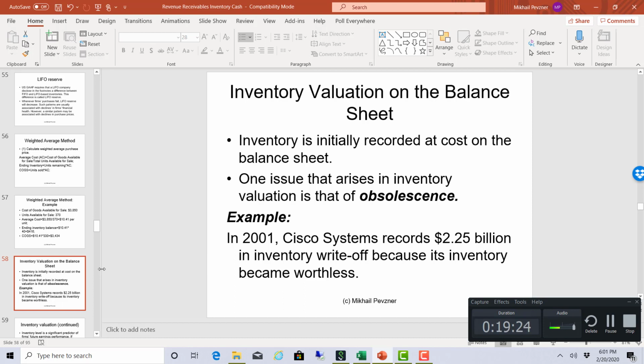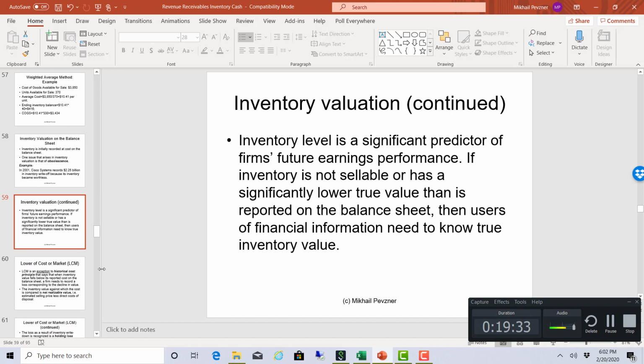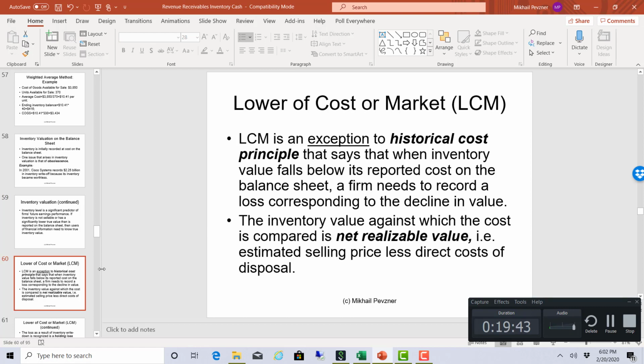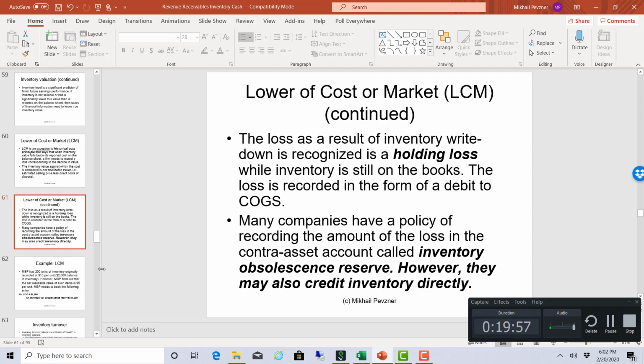For instance, in 2001, Cisco had to record a $2.25 billion inventory write-off for bad internet routers nobody wanted to buy. That's because inventory value is a significant predictor of performance, and we don't want inventory to be overvalued on the balance sheet. So what does market mean? Market is net realizable value, which is the reasonable market price, if you can get it, minus direct costs of selling it, minus selling expenses.